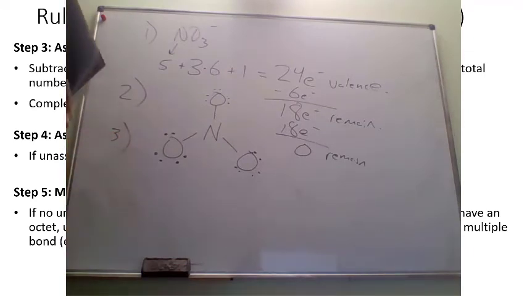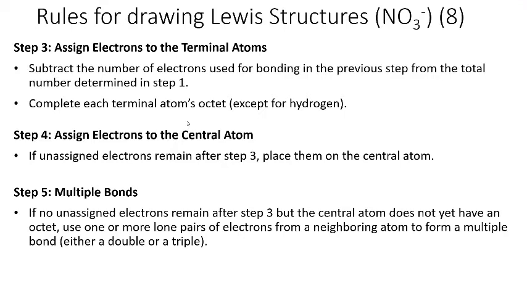Step 4, excuse me, assign electrons to the central atom. If unassigned electrons remain after step 3, place them on the central atom. So we can see we have no electrons remaining, so for step 4, we have nothing to do. Step 5, multiple bonds. If no unassigned electrons remain after step 3, but the central atom does not yet have an octet, use one or more lone pairs of electrons from a neighboring atom to form a multiple bond, either a double bond or a triple bond.